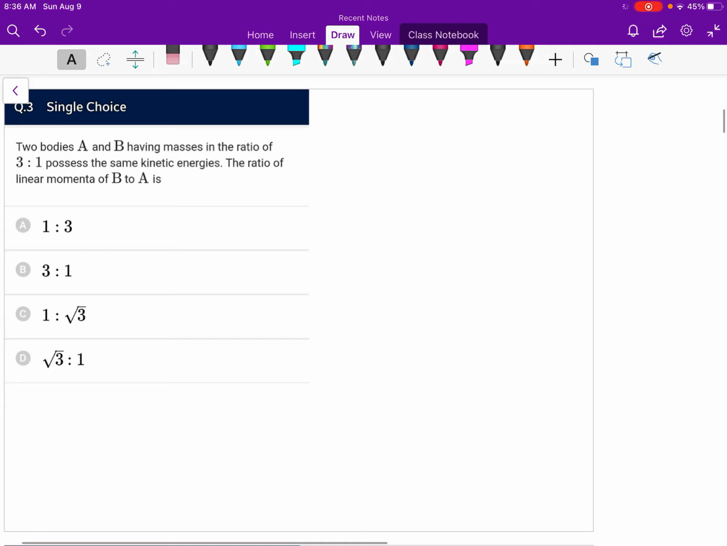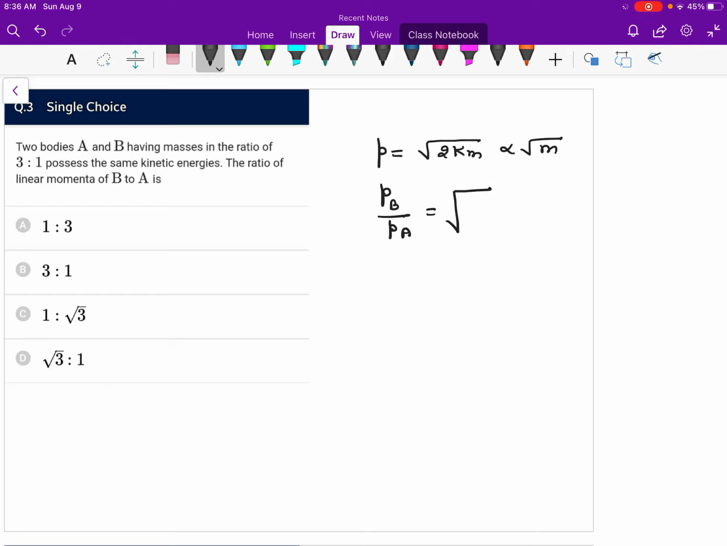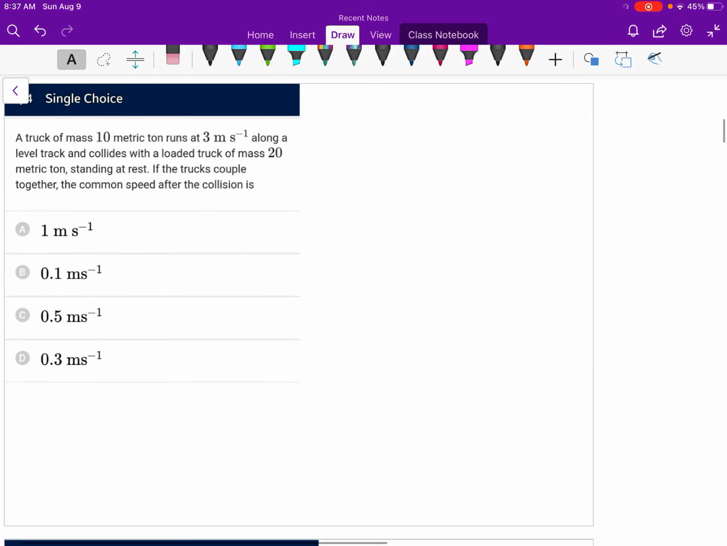Two bodies have masses in the ratio and possess the same kinetic energy; find the ratio of momenta. So P is root 2 KM, so proportional to root m. So linear momentum PB upon PA is root of MB upon MA, that is 1 by root 3. So C is the correct option.